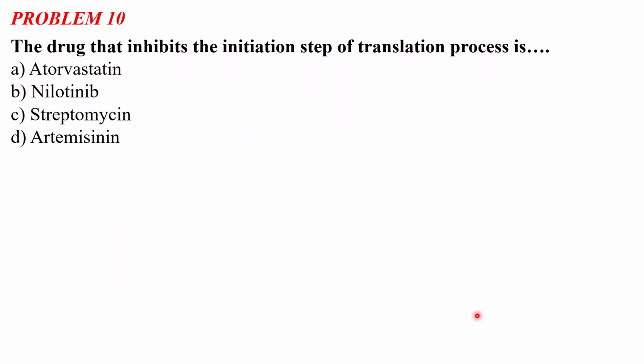Problem number 10 says: the drug that inhibits the initiation step in the translation process is: A, atorvastatin; B, nilotinib; C, streptomycin; D, artemisinin. Which drug inhibits the initiation step of the translation process? Translation means the protein synthesis process from mRNA to protein. I discussed it in the last-to-last slide when I was discussing the anticodon and tRNA.